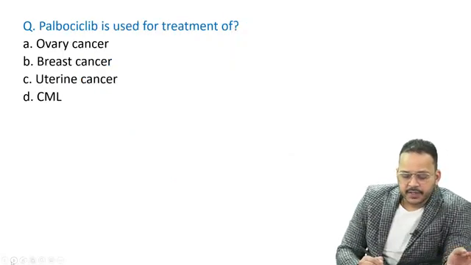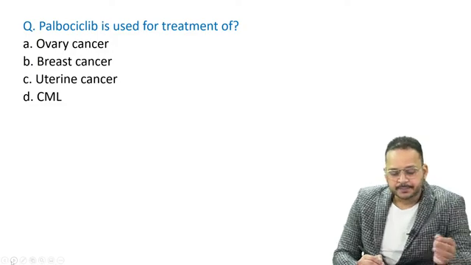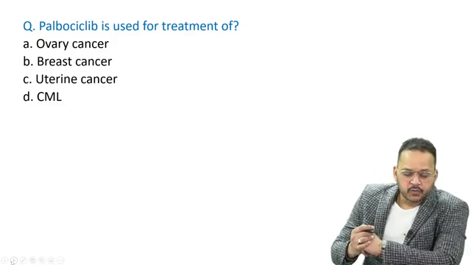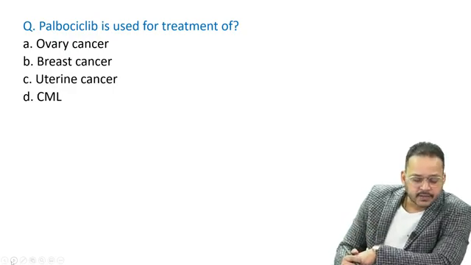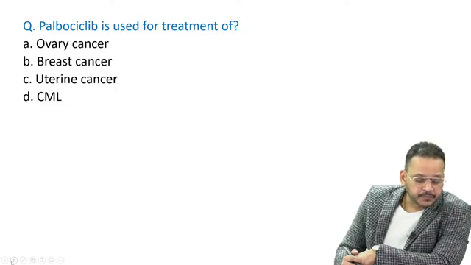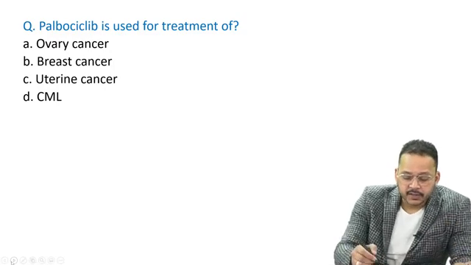Where do we use palbociclib? Ovary cancer, breast cancer, uterine cancer, or CML, chronic myelogenous leukemia? Not a difficult one, right? Excellent, guys. Most of you are giving the right answer here.